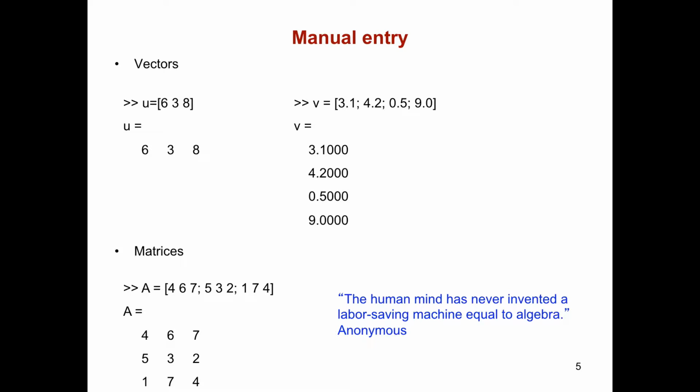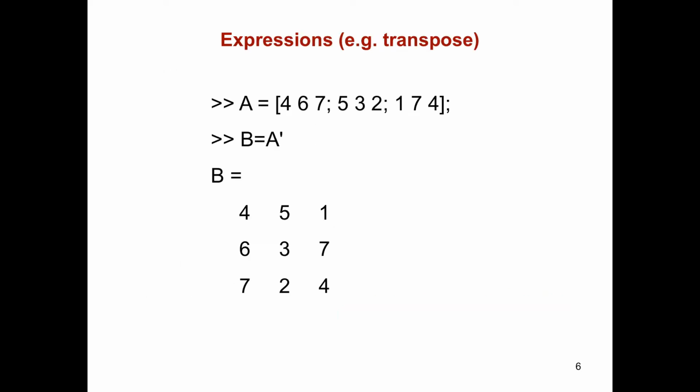Everybody typed in this as practice? All right. So if I want to transpose a matrix, this is what I call evaluating an expression. Just type in B is A and apostrophe, and that's going to give you the transpose of the matrix. Again, transpose means 4, 6, 7 was a row, now it's a column. 5, 3, 2 was the second row, now it's the second column. And 1, 7, 4 was the third row, and now it's the third column.